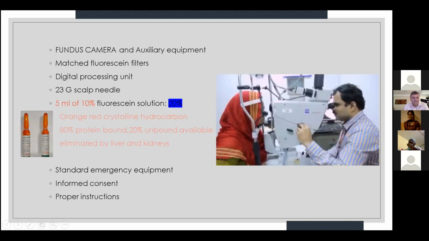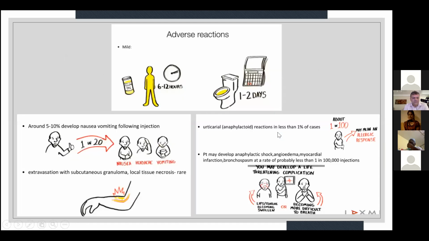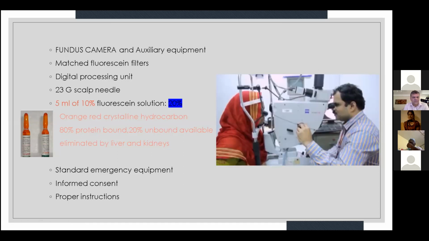Coming to the equipment, we require a fundus camera, auxiliary equipment, matched fluorescent filters, that is the blue excitation filter and the barrier filter, a digital processing unit, and a 23 gauge scalp vein needle. We use the fluorescein solution, which is the main dye being injected. It can be taken in the form of 5 ml of 10%, 10 ml of 5%, or 3 ml of 25%. The advantage of 5 ml of 10% is that if we take 10 ml of 5%, it will take longer for the dye to reach the retina.